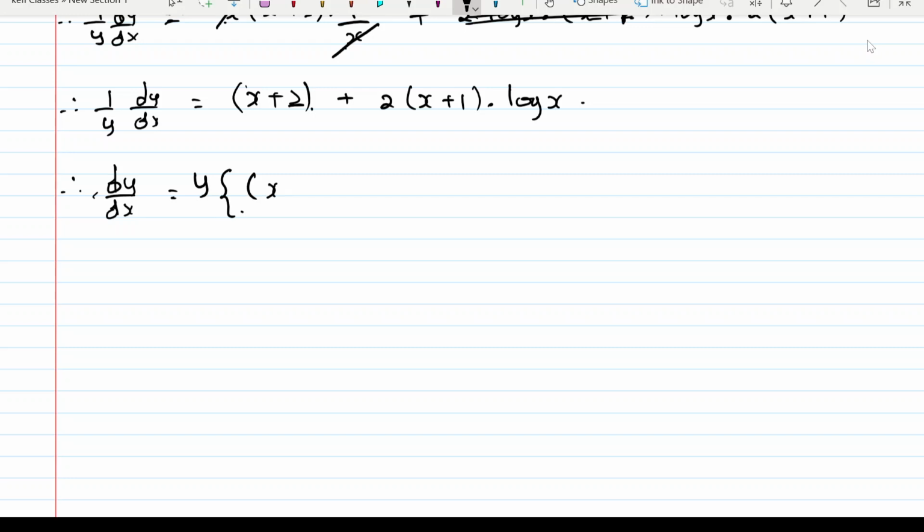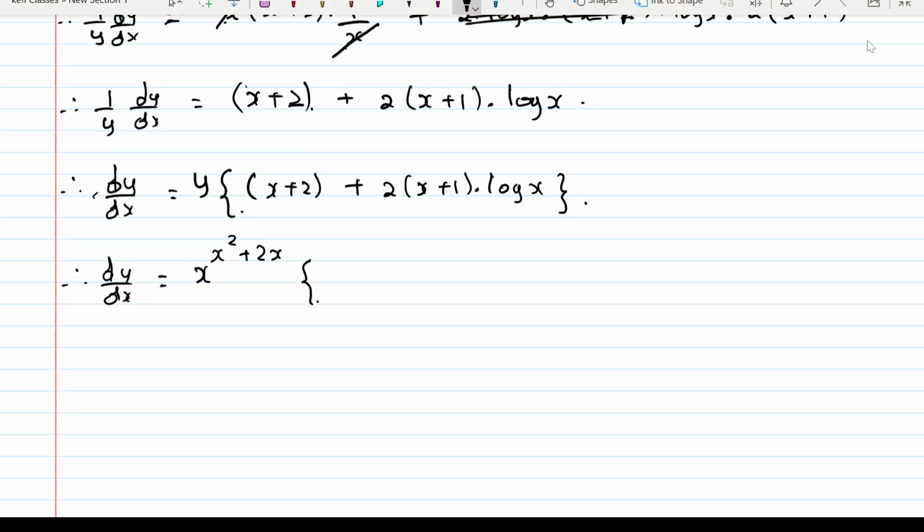Okay. y into x plus 2 plus 2 into x plus 1 into log x. And so therefore dy by dx is equal to y, क्या था, x raised to x square plus 2x. So x raised to x square plus 2x into brackets x plus 2 plus 2 into x plus 1 into log x, brackets closed. This is by equation 1.